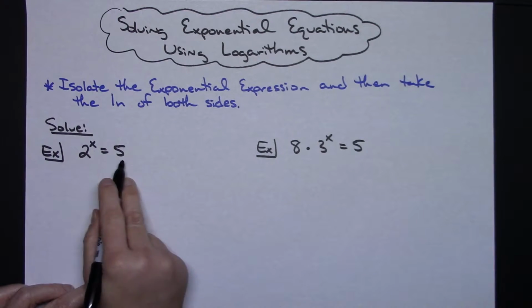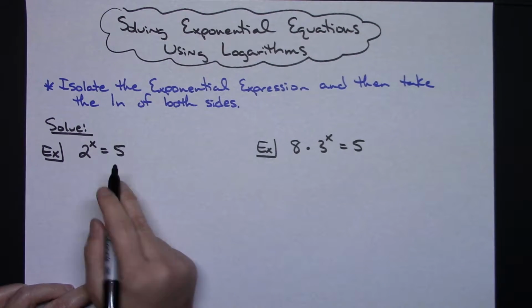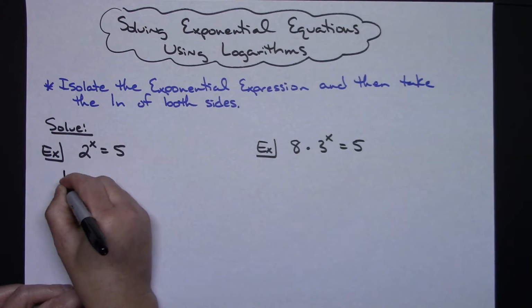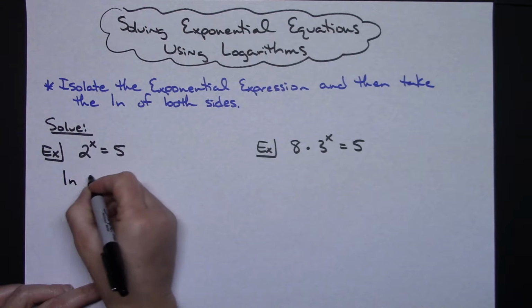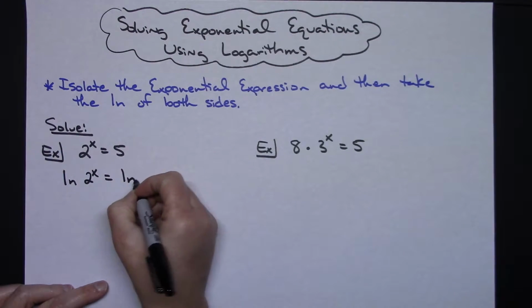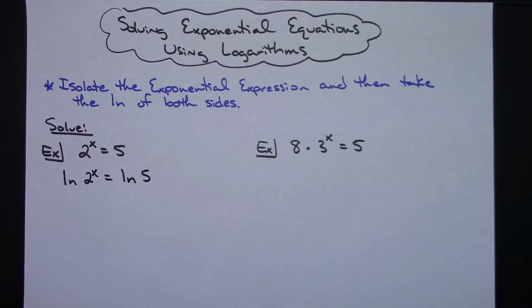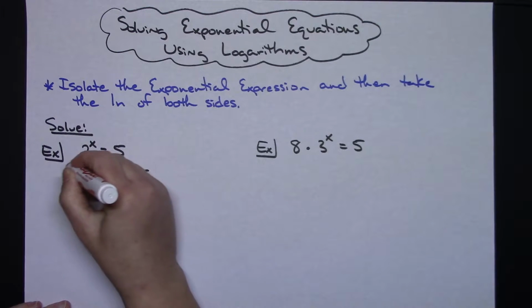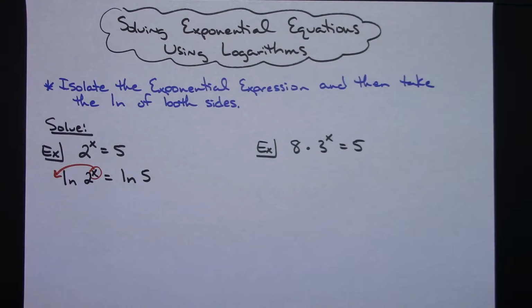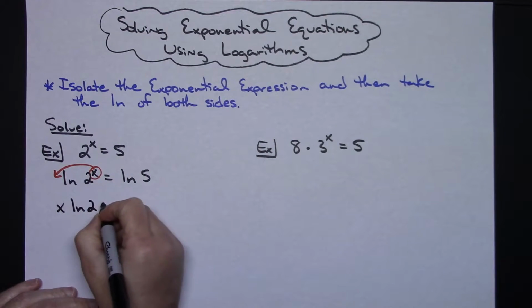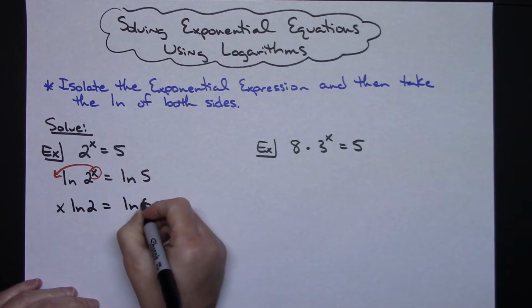Since I cannot make these bases alike, I'm going to automatically take the log of both sides. I'm going to use natural log, so I'm going to do natural log of 2 to the x equals natural log of 5. Then one of our properties of logs says that we can take that exponent and move it down in front. So when I do that, I've got x times the natural log of 2 is equal to the natural log of 5.